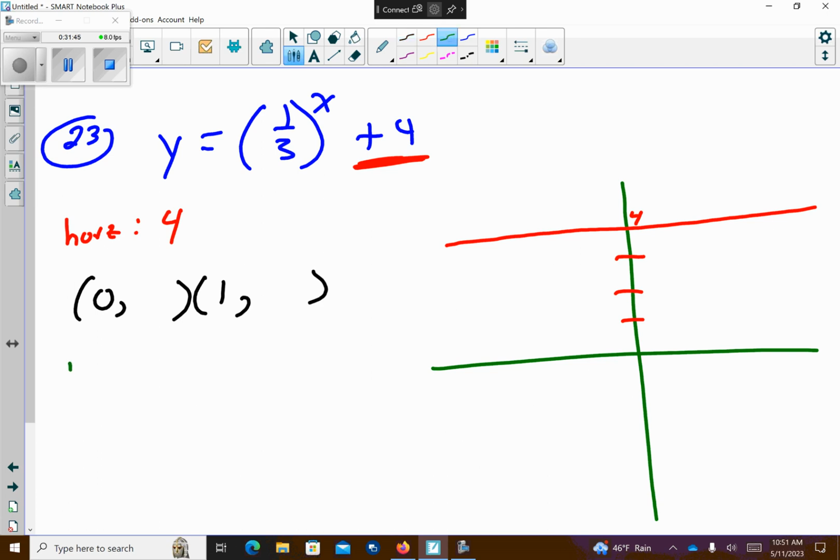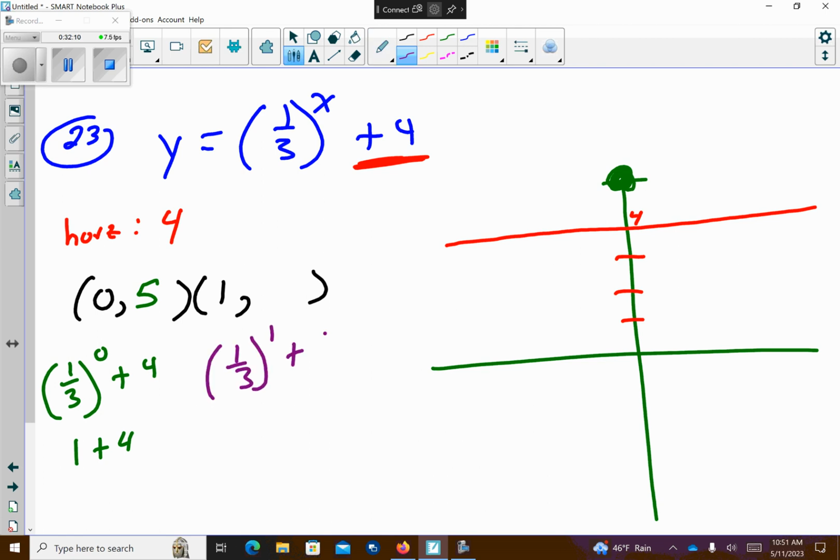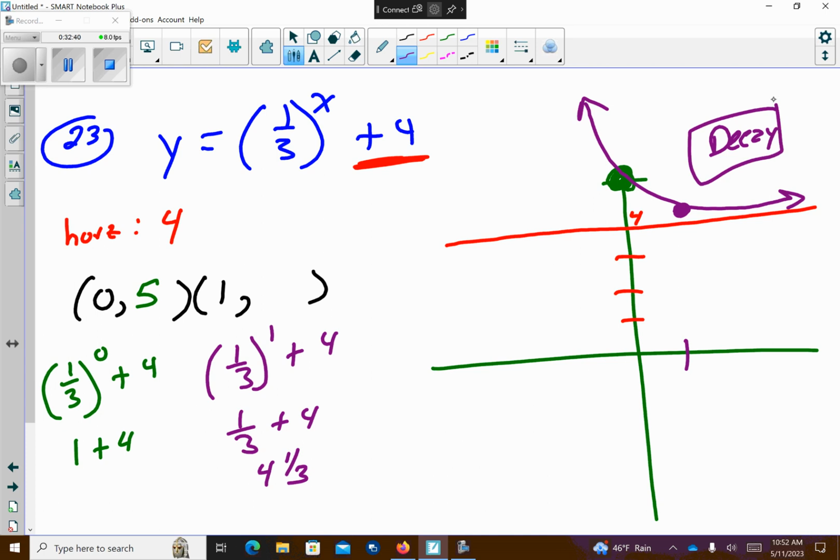All right, ready? 1/3 raised to the 0 plus 4. What's 1/3 to the 0? 1. What's 1 plus 4? 5. So 0 comma 5. So 1, 2, 3, 4, 5. There's that point. Let's plug 1 in. So I got 1/3 to the first plus 4. What's 1/3 to the first? 1/3. 1/3 plus 4? 4 and 1/3. So 1 comma 4 and 1/3, like right there. You just kind of estimate it. You know it's below 5 and above 4. Growth or decay? Decay. As I go right, it's going to the asymptote. I forgot to put 1 comma 4 and 1/3.